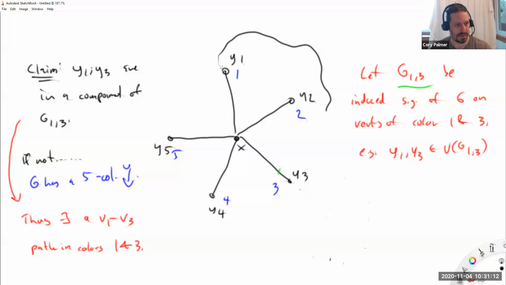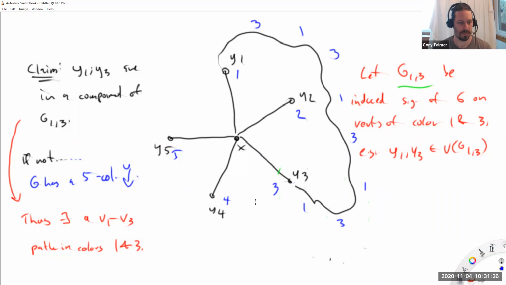Let's draw it like this. Maybe it goes around the other way. It just goes around one way or the other, okay? And this path alternates colors 1 and 3. So 1, 3, 1, 3, 1, 3, 1, 3, something like that. Ends up in 1. Excellent.